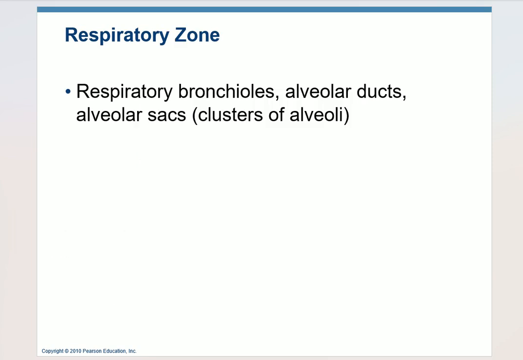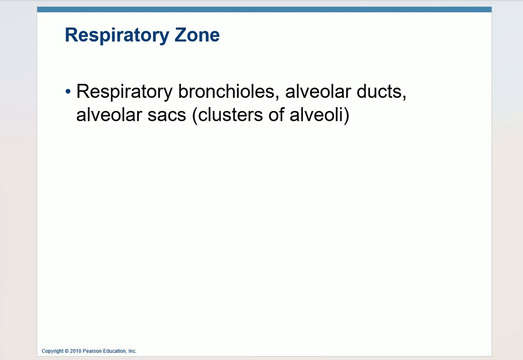Respiratory zone time. So this is where the actual gas exchange happens, and that starts with respiratory bronchioles. Starts there, moves to alveolar ducts and alveolar sacs. The respiratory bronchioles are the tiniest branches off of the secondary bronchioles.